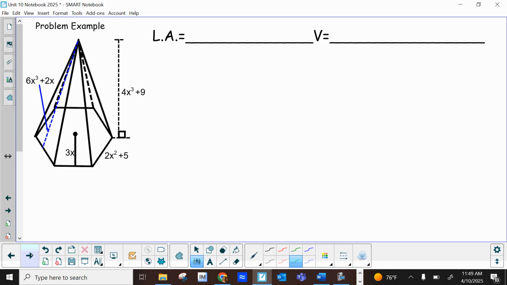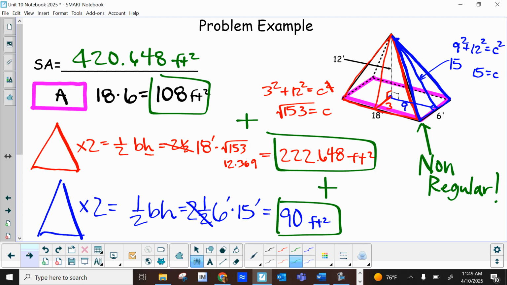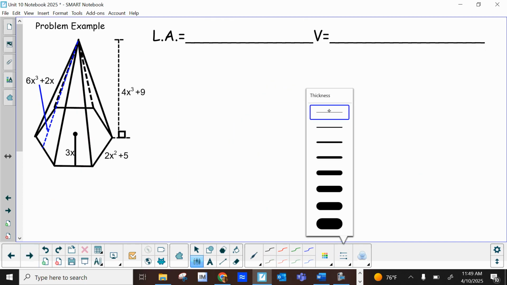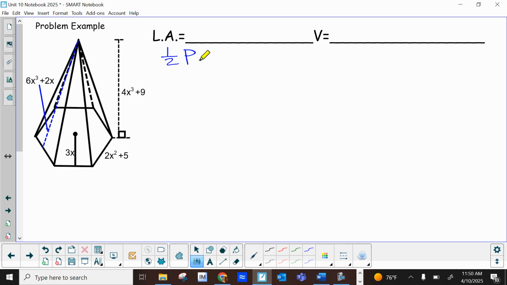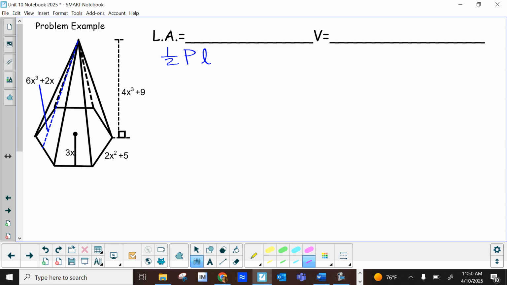Let's find the lateral area of this pyramid using algebra, and then let's find the volume. Okay. So I already forgot my lateral area formula, so let's go back. 1/2 PL. So I want to make sure I write that down correctly. So 1/2 P and L. Okay, so how do I get P? Well, I've got to figure out the base. Okay, so I always like to highlight my base. My base is a hexagon.